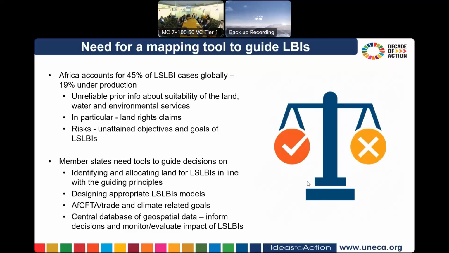I think it's good to highlight that the risks can come from not attaining the investments, but we also found more recently, with the drive and the agenda around the Africa Continental Free Trade Area, and countries trying to increase trade, and therefore what you trade in, the agricultural products, there's a lot of demand for investments. Also with climate-related goals, in terms of carbon markets, the demand for land is increasing. And as the demand for land increases, communities become even more disenfranchised. So while these guidelines were adopted in 2016, it's more urgent now that we really do something about providing this decision support.